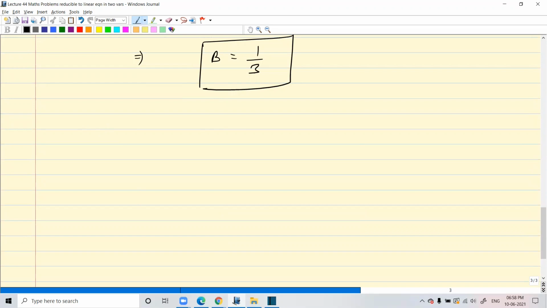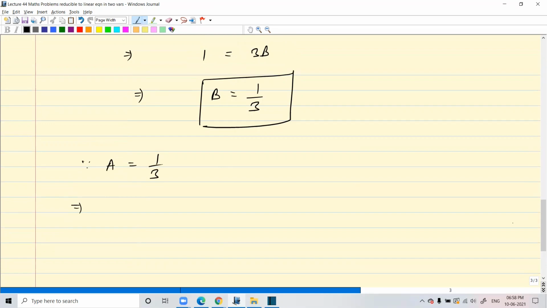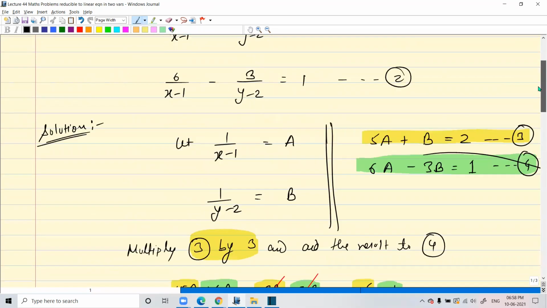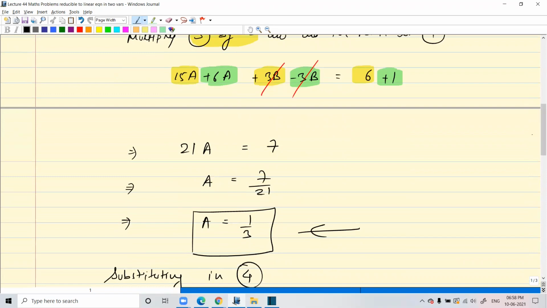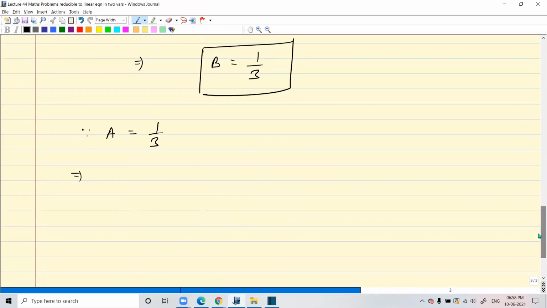So let's use this. That means what was a actually? What did we assume as a? Yes, 1 by x minus 1, that was our a. So let's write 1 by x minus 1 is equal to 1 by 3. That means x minus 1 is equal to 3. We can do a reciprocal or we can do cross multiplication. Anyway, both ways you will get the same result. So again, transpose this and you will get x is equal to 4.